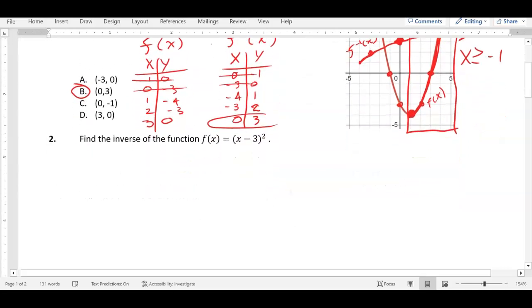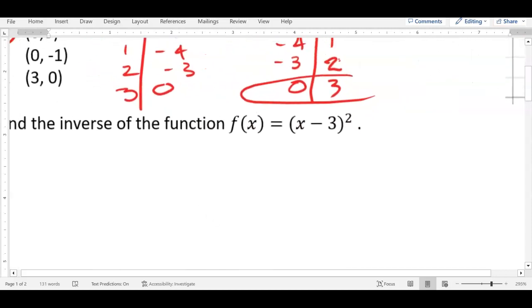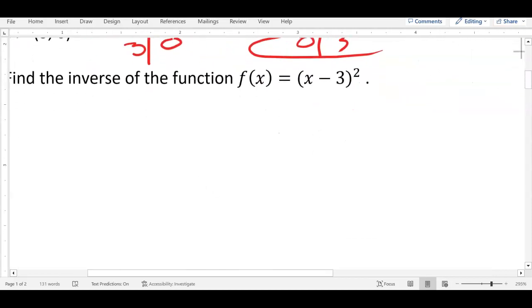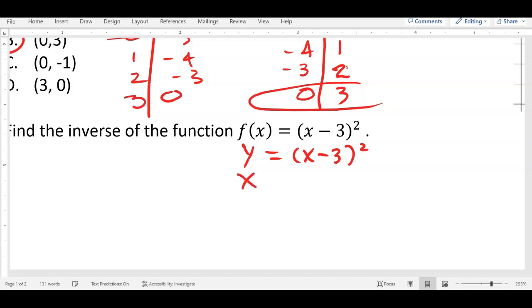All right. Let's find the inverse of this function. So first step, f of x turns into y equals x minus 3 squared. And then switch x and y. So x equals y minus 3 squared.